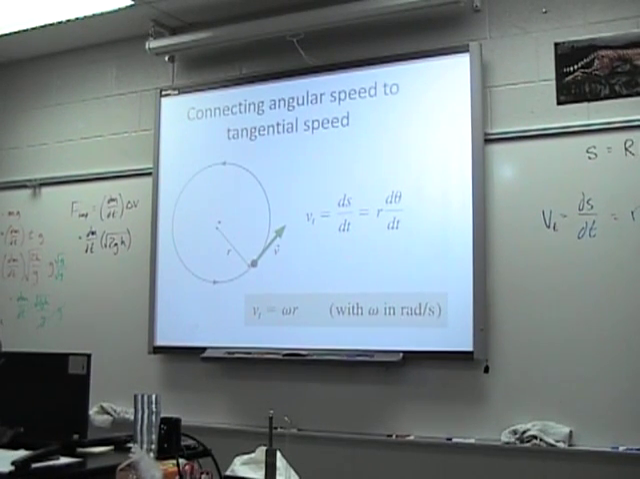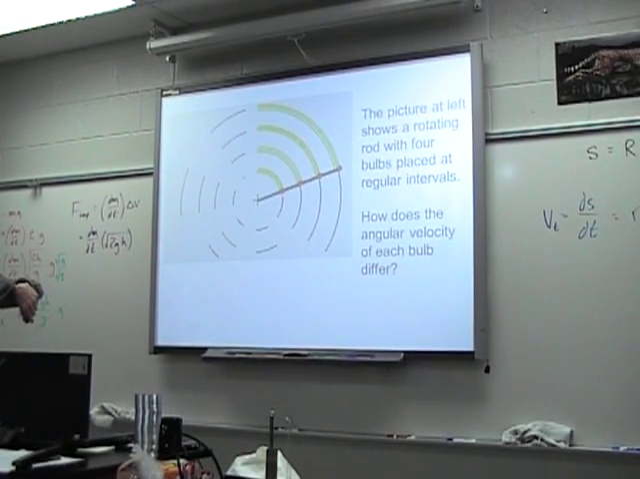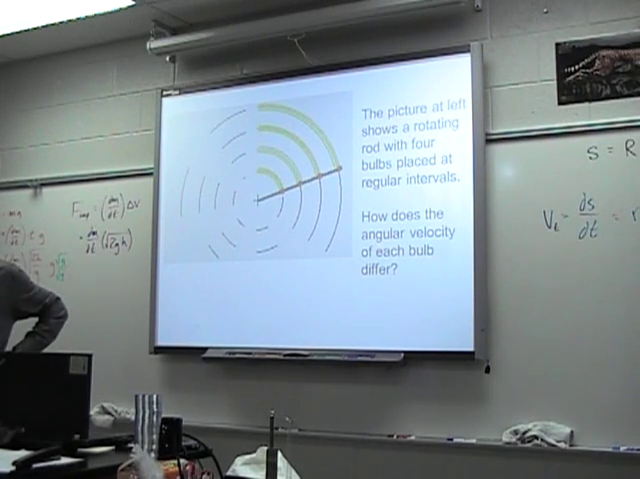Question. The picture on the left shows a rotating rod with 4 bulbs placed at regular intervals. How does the angular velocity of each bulb differ? Just talk to the person next to you for a second. Decide how the angular velocity is distributed.